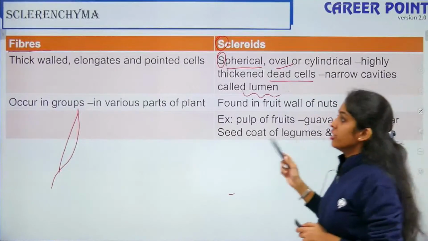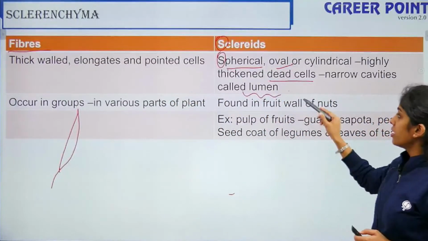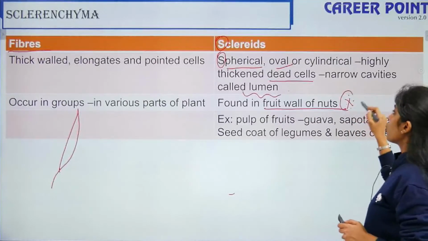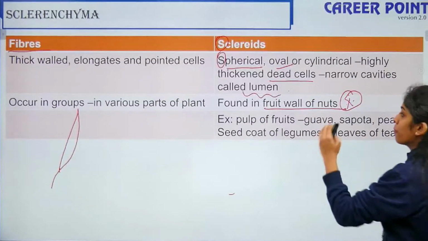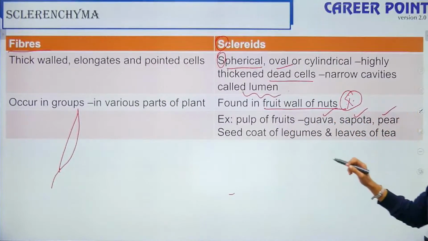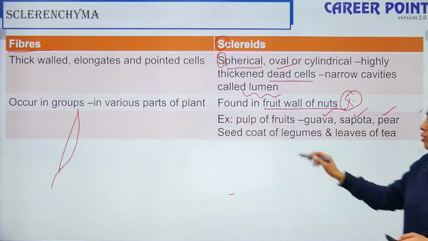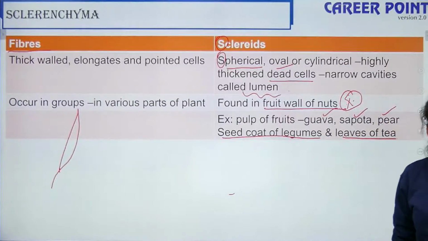Alright. So they occur in groups in various parts of the plants. Here they are found in the fruit wall of nuts. Again, this is a repeated question. So where are sclerids found? In the fruit wall of your nuts. For example, in the pulp of fruits like guava, sapota, pear, and in the seed coat of legumes and in the leaves of tea. So there also you have your sclerids.